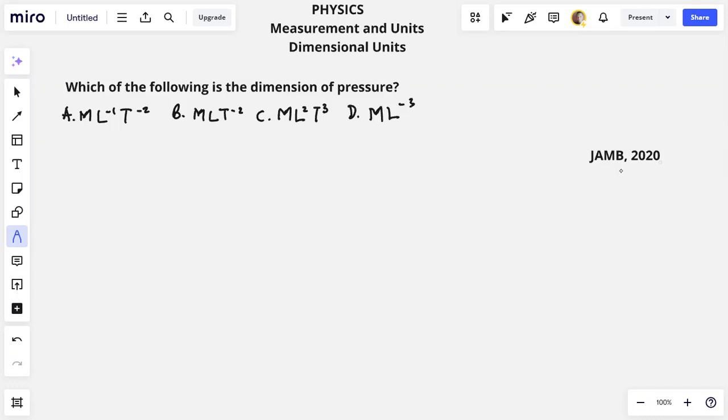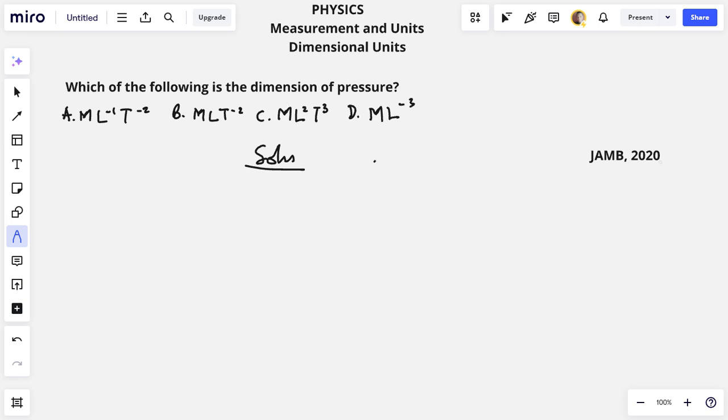JAMB 2020. Let's take this question on dimensional units. Which of the following is the dimension of pressure? So first, let's avoid confusion in things that have to do with units, because basically unit is physics.